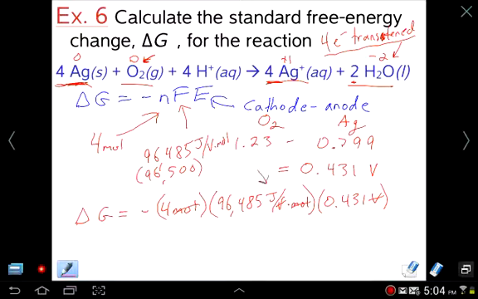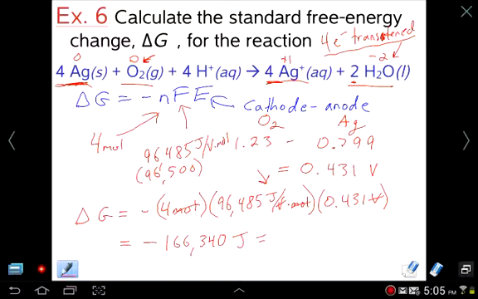you'll get joules left over. And that is how delta G is expressed. It's in units of energy. So go ahead and multiply these together. -4 multiplied by 96,485 multiplied by 0.431. And you should get yourself -166,340 joules.